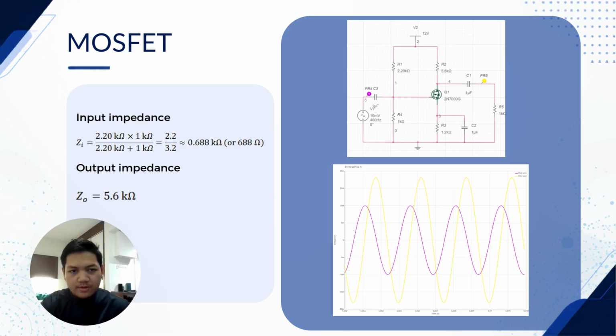Next one, we have the MOSFET. The circuit schematic is displayed at the top right corner, and below it is the output voltage versus input voltage graph. The output voltage is the one with the yellow colored line, and the input voltage is the purple colored line. The input impedance is just the parallel of R1 and R4, which is 2.2 kilo ohm and 1 kilo ohm. And the output impedance is just the resistor across the collector.